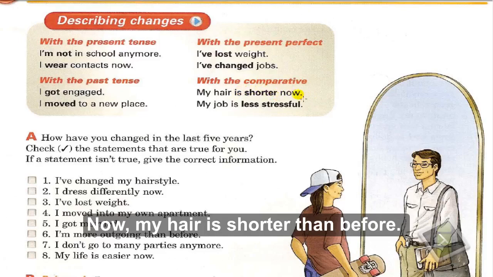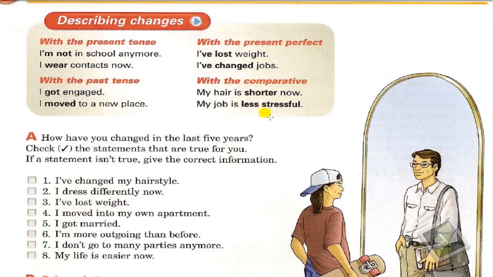My job is less stressful. Less. More. My job is more relaxing than before. My job is less stressful than before. But here we make it short. Say, my job is less stressful. The sentence, my job is less stressful than before. My hair is shorter than before. So to describe a change, you can use the present perfect, the simple past, the present, and the comparison to compare now and before.